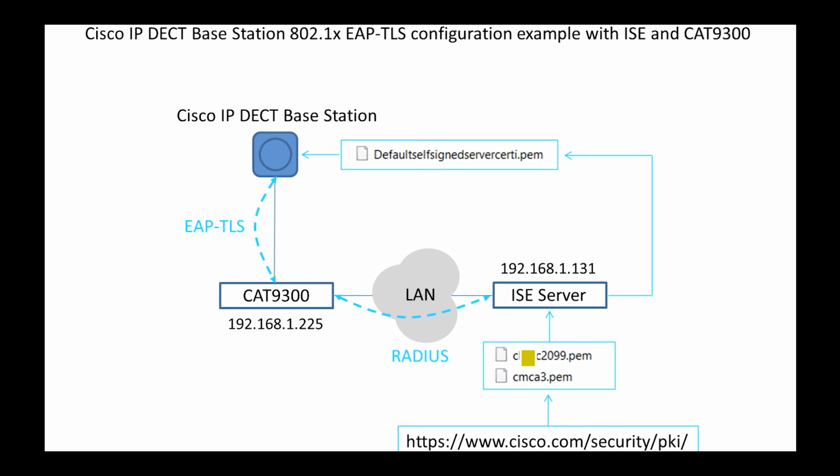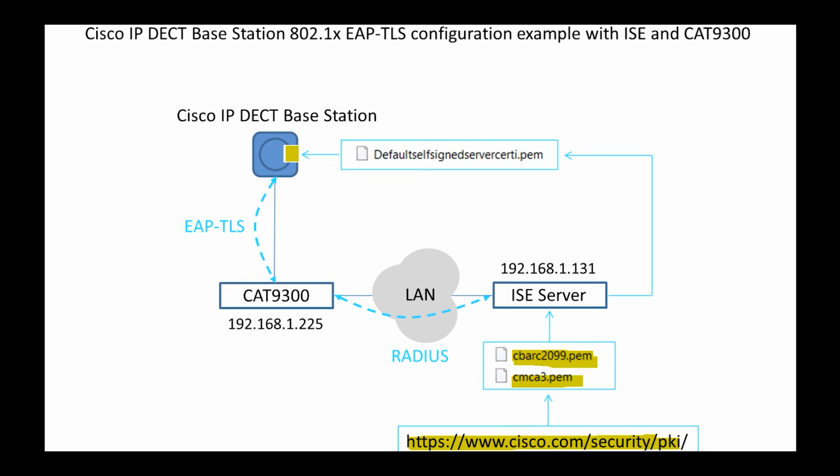There are going to be two manufacturer installed certificates that we need to upload to ISE through the Certificate Trust Store. It's the two certificates I'm listing at the bottom here: the CBARC2099 PIM and the CMCA3 PIM. Both of these certificates are posted at the Cisco site, www.cisco.com/security/PKI. We'll take a look at this in a few moments.